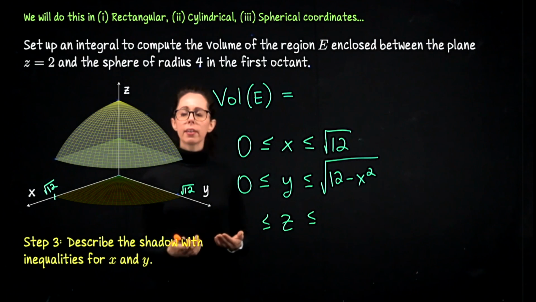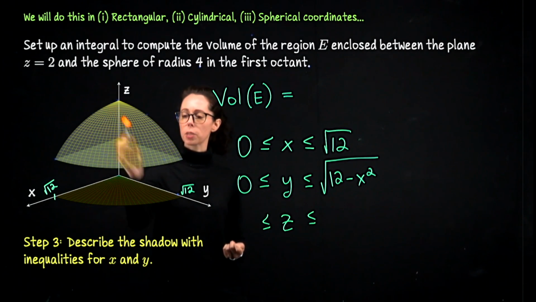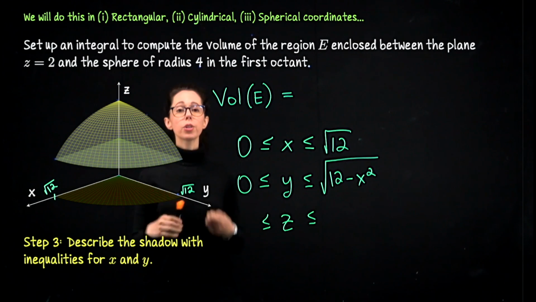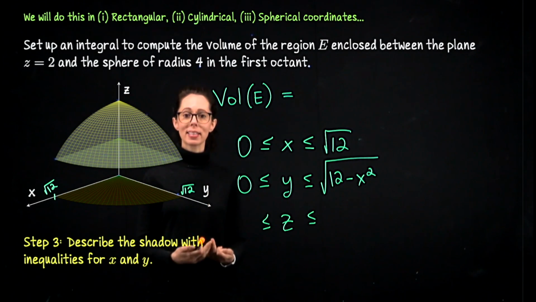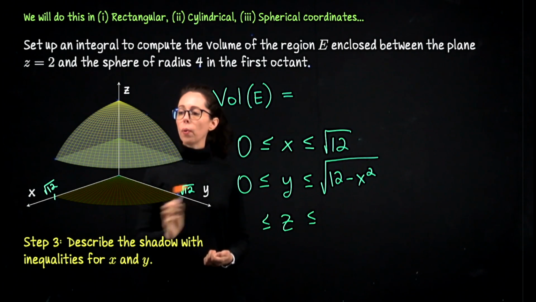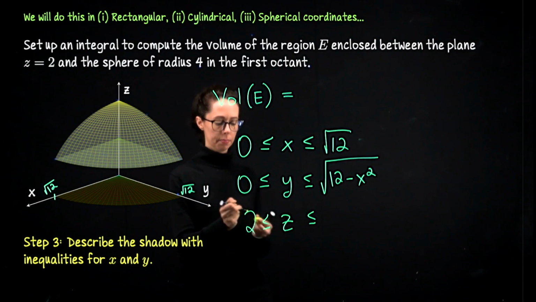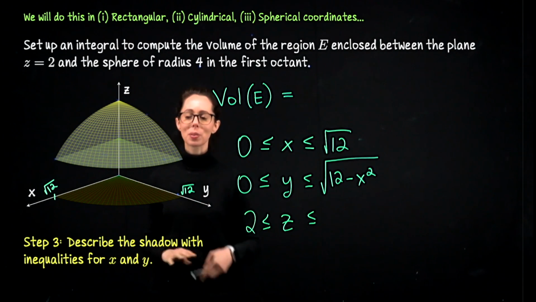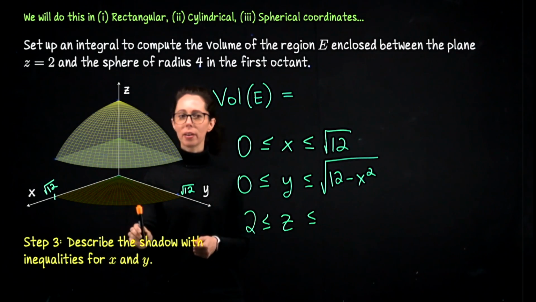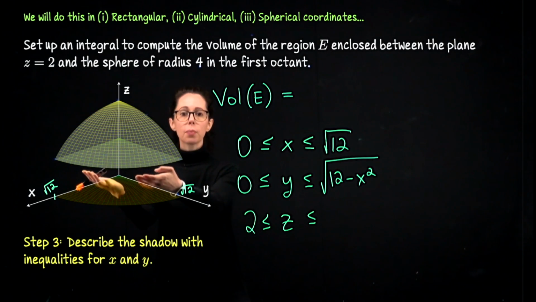How I would like for you to think of this is, imagine that we take a journey straight upwards parallel to the z-axis. Where do we enter the solid and where do we exit the solid? So as I travel upwards, I always enter on the plane z equals 2. So the lower bound of 2 is pretty immediate. Everywhere we travel up through this region here, we start in the plane z equals 2.